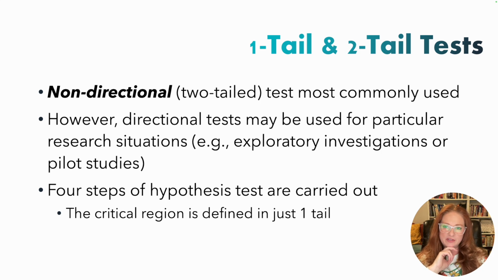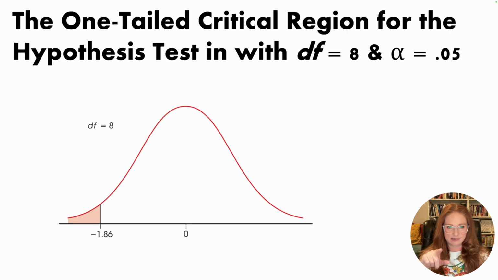Same four-step hypothesis testing procedure though. The only difference is it looks like this, right? You're going to shove all of your critical region into one side. That's the only difference. You're not going to split your critical region. So if it's alpha 0.05, that whole 5% is going to be in one side.